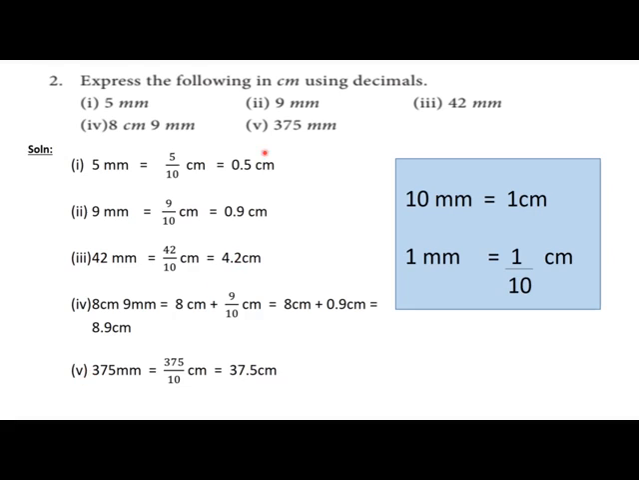Fifth one, 375 millimeters. 1 millimeter is equal to 1 by 10 centimeter. Here 375 millimeters, so 375 by 10 centimeter. Only one 0, so you have to move the decimal only one time to the left side. So 37.5 centimeters, only one place. Is it clear? You have to move the decimal according to the zeros in the denominator.